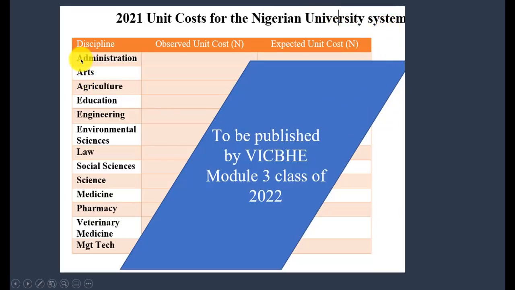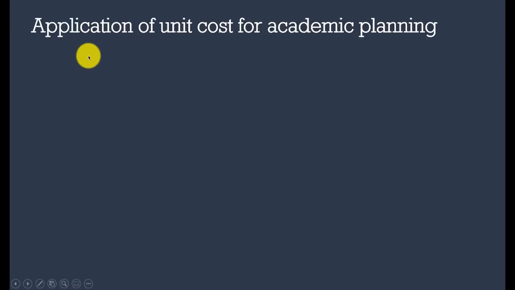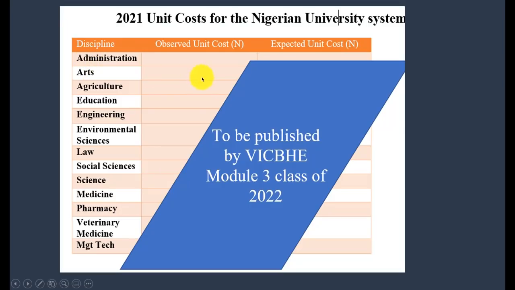So we are going to get data from you for your university. If you have administration, faculty, you take the total expenses for administration, faculty. You take the expenses, number of students, and you just divide. For 2021, that's for last year. So go to the bursary, ask them, how much did we spend in the faculty of arts? Agriculture, if you have, education, engineering, environmental sciences, law, social sciences, and the rest.